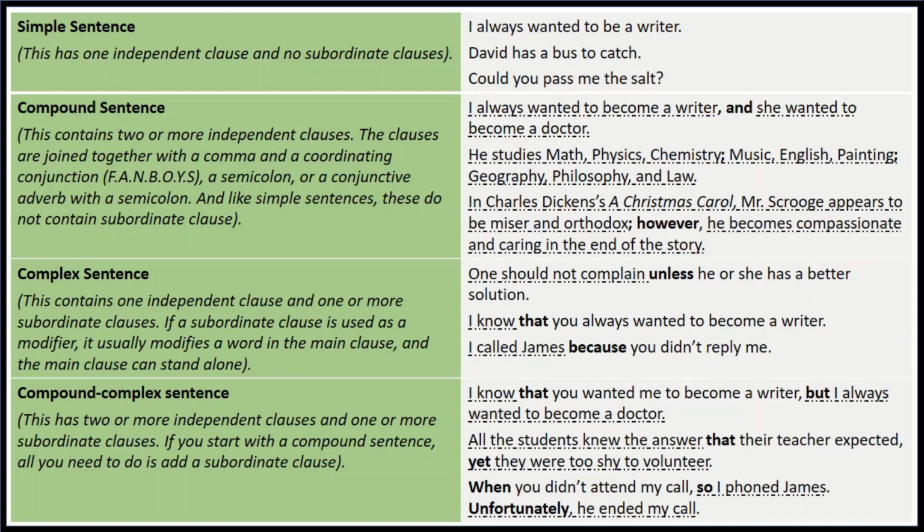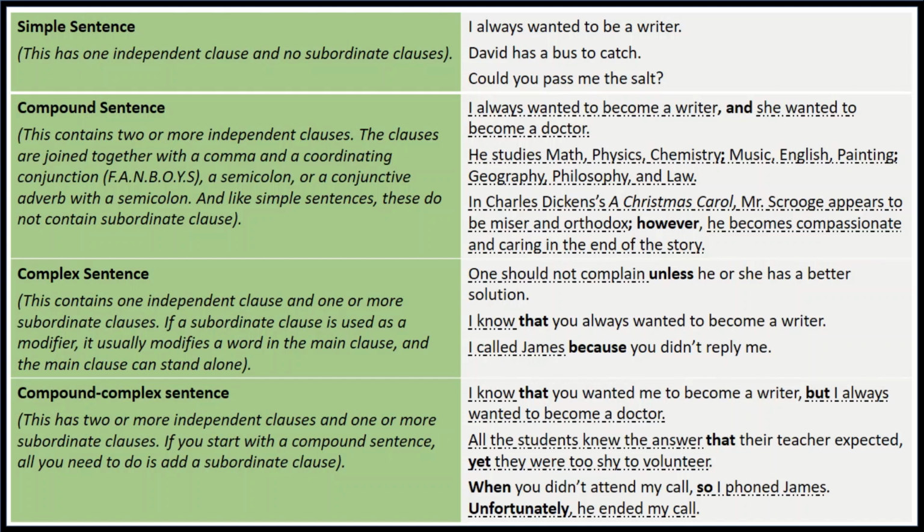And then the third one, in Charles Dickens' A Christmas Carol, by the way, this is a novel of Charles Dickens, Mr. Scrooge appears to be miser and orthodox. Till here, it's one thought which is complete. However, you see, semicolon with a conjunctive adverb, however, this is also right.